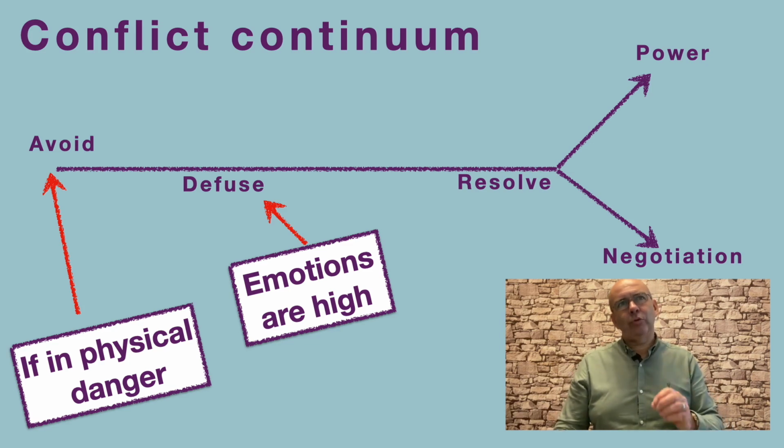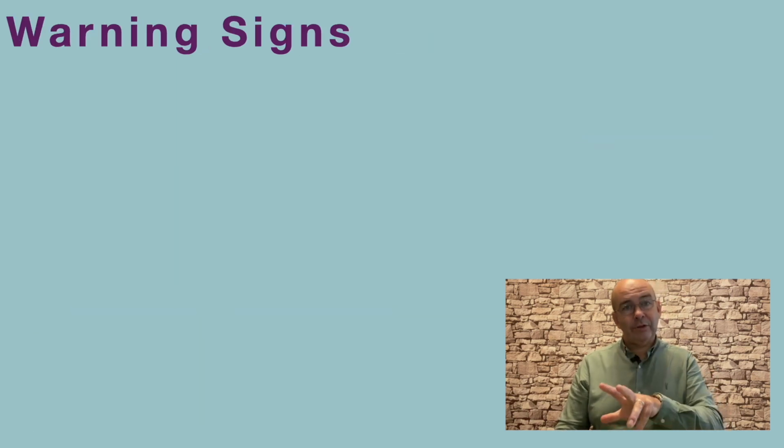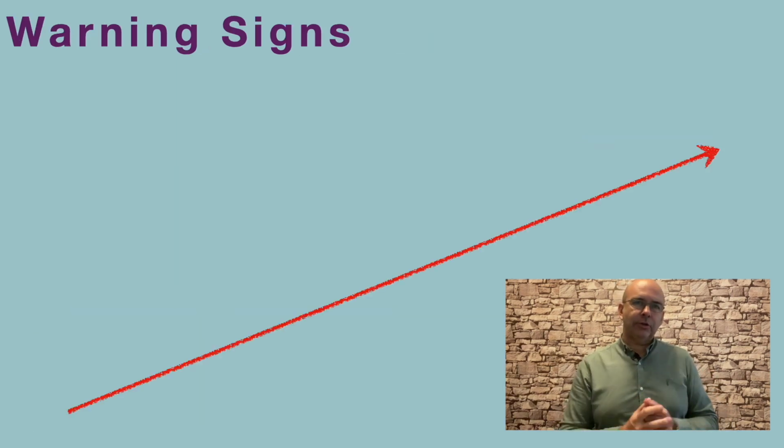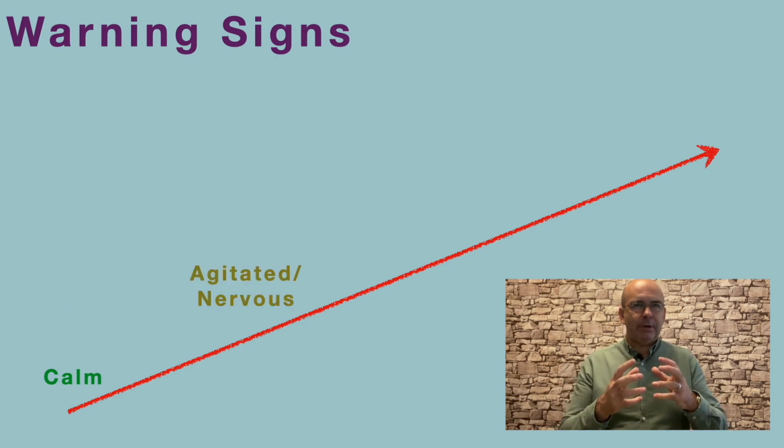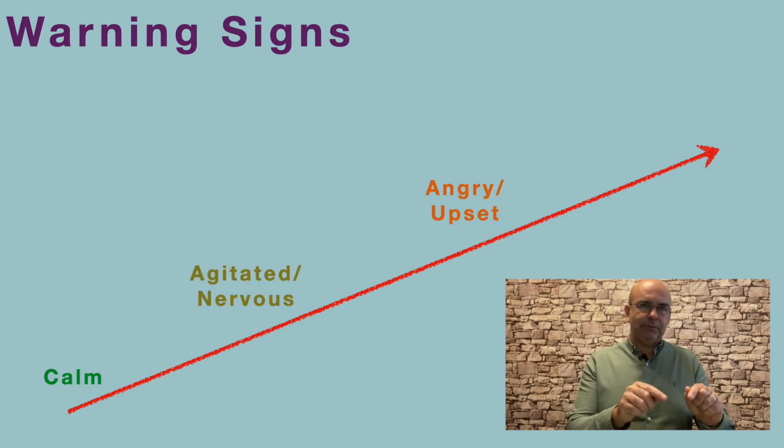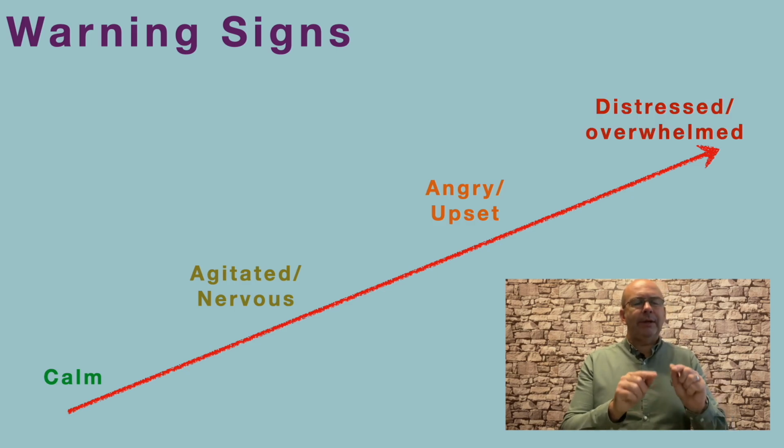So how do we know? And I think this is a key part. How do you know what stage somebody is at emotionally, in terms of whether we need to diffuse or we have the option to resolve? So let's look at the warning signs for when we need to be aware that perhaps diffusing the situation, or even avoiding, is the right thing to do.